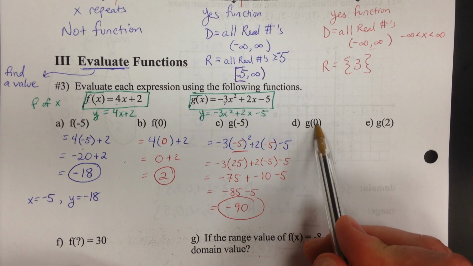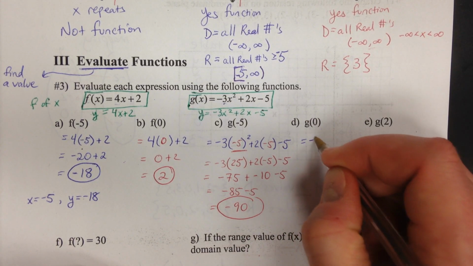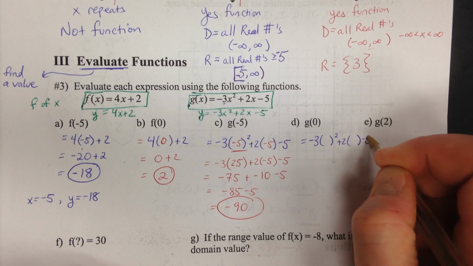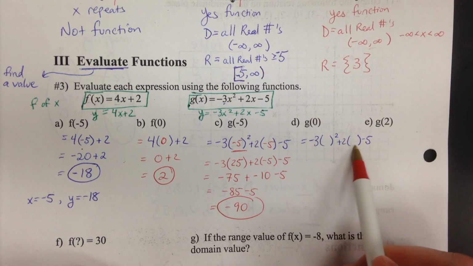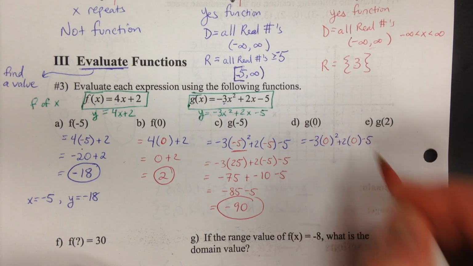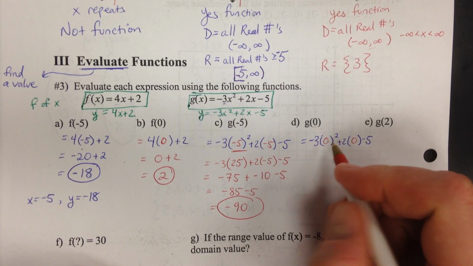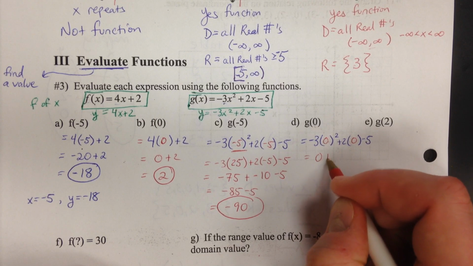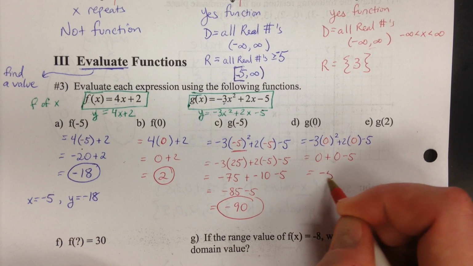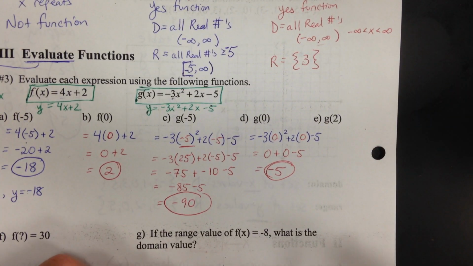G of 0, we're going to take the g function. I'm going to write it out. It's negative 3x squared plus 2 times x minus 5. Now, instead of x, what's the number we're going to plug in? 0. So 0 goes into both places. When you square 0, you get 0. And 0 times negative 3 is 0. So we have 0 plus 2 times 0 is 0 minus 5. And our answer is negative 5. That was a little bit nicer.